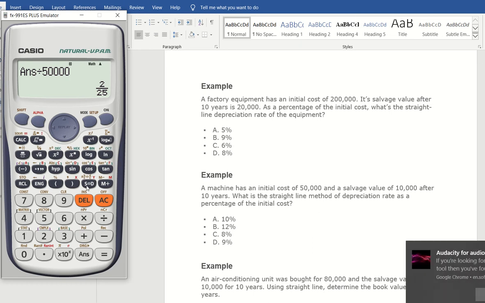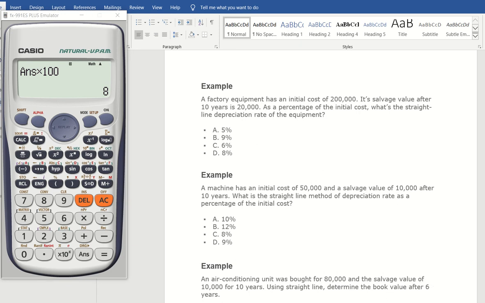So we have here 0.08. So that's going to be 8%. But in order to get that, we multiply it by 100. So that's it, 8%. That's how we are going to get the depreciation rate.